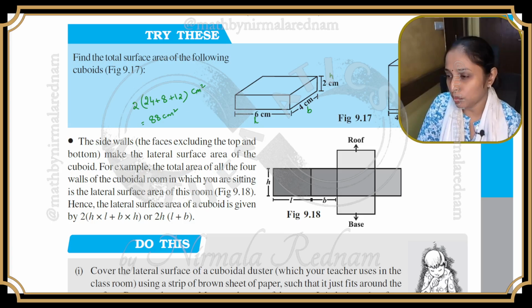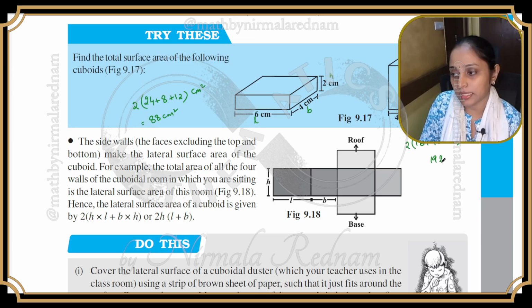In the second cuboid that they have given, again if I take this as L, this as B and this as H, LB is 16, BH is 40 and LH is again 40, right? And I have twice of that. This is 96, right? And twice of 96 is 192 square centimeters. That is the answer for this.